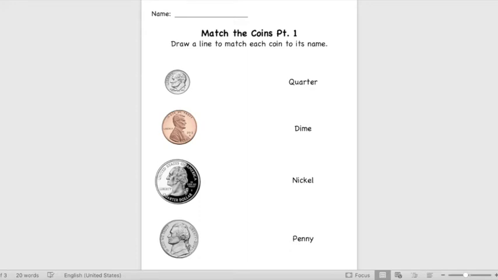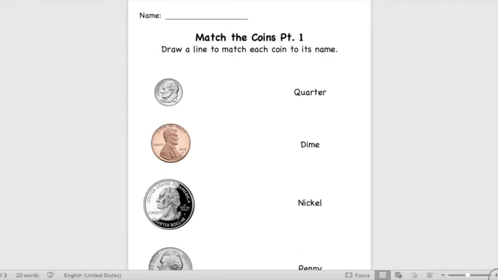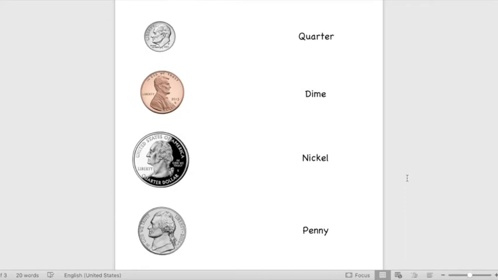Let me get my marker ready. It says, Match the Coins, Part 1. Draw a line to match each coin to its name. So we need to look at the picture of a coin and match it to its name. Let me zoom in. We have 4 coins here and 4 names. Our names are quarter, dime, nickel, and penny. Here's our first coin, where my green dot is. It's the smallest coin. Does anyone know the name of this coin?